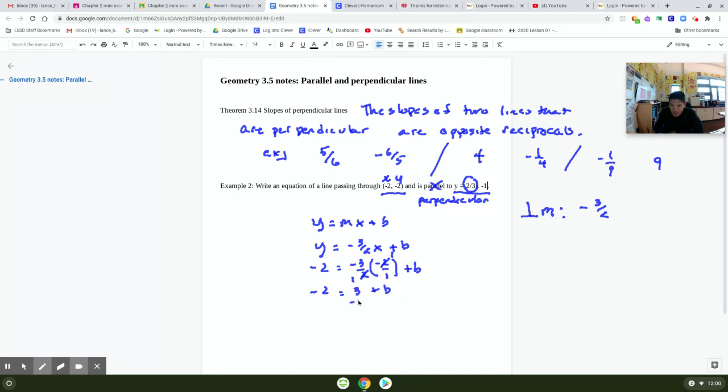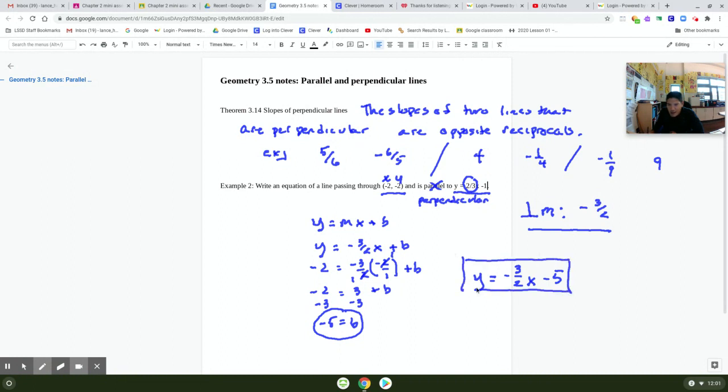So then we could solve this for b by subtracting 3 from each side. -2 minus 3 is -5. That's equal to b, or b equals -5. So the y-intercept, or b, is -5. The slope is -3/2. Those are the two things that you need in order to be able to write your equation. So then the final equation looks like this. Y equals -3/2 x plus -5 or -5. That's an equation of a line that goes through the point -2, -2.